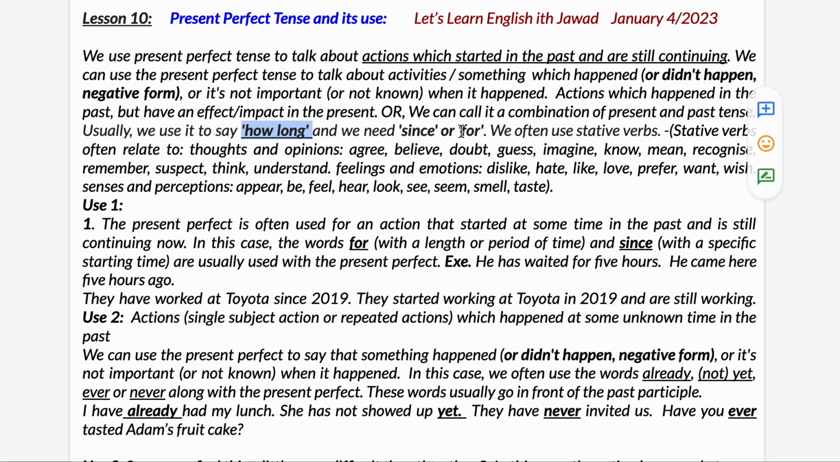And we need since or for when we're using that. We often use stative verbs. Now, somebody will say, what are stative verbs? Stative verbs often relate to thoughts and opinions: agree, believe, doubt, guess, imagine, know someone, mean, recognize, remember, suspect, think, understand. Feelings and emotions: dislike, hate, like, love, prefer, want, wish. Senses and perceptions: appear, be, whatever, etc.